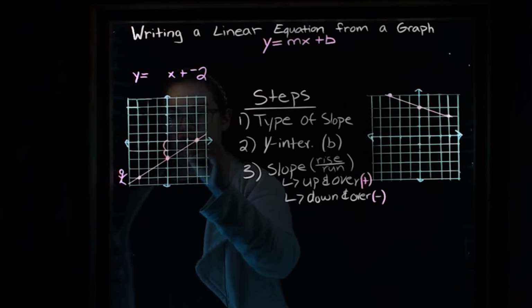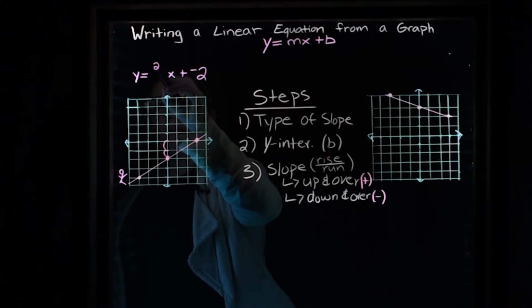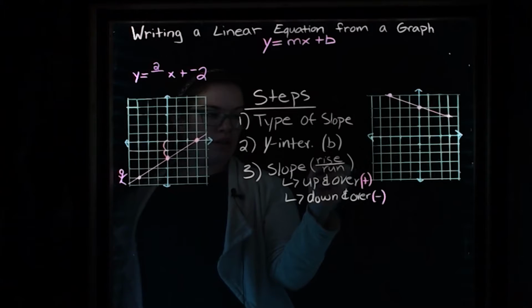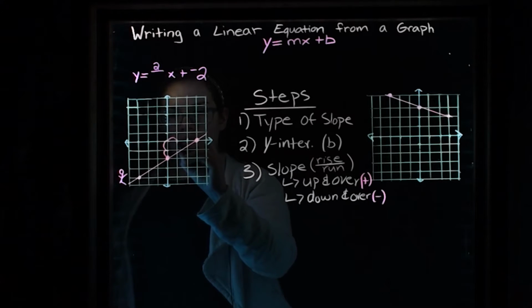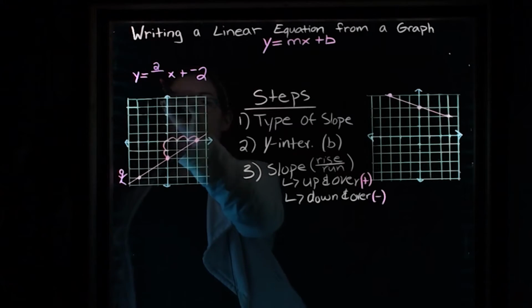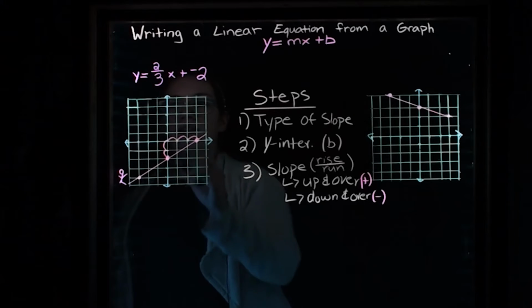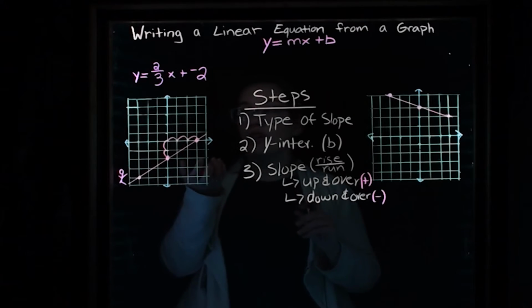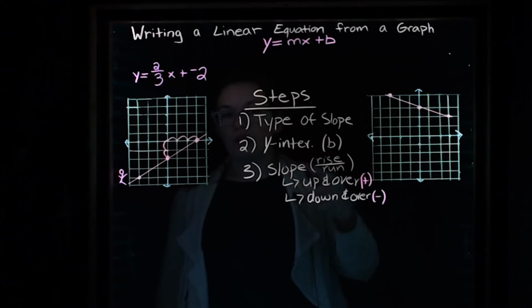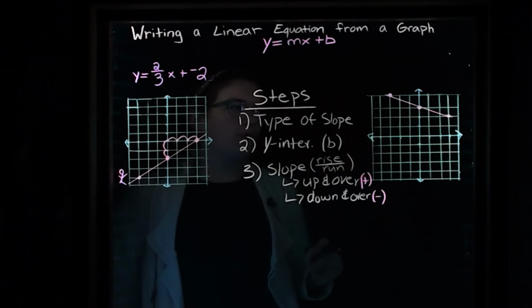1, 2. I'm going to write that right away because that's my up. That's my rise. 1, 2, 3. And that's my run. So my slope is 2 over 3. So up 2 over 3. Now let's go ahead and do my other one.